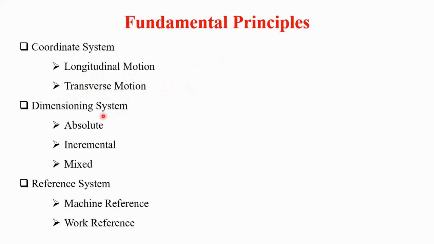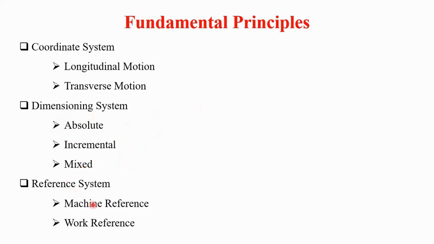Then in case of this dimensional system, there are three types or three methods. One is called absolute dimensioning. The second one is called incremental dimensioning, and there is also a mixed dimensioning system. Either we have to use one of these three while writing this program.